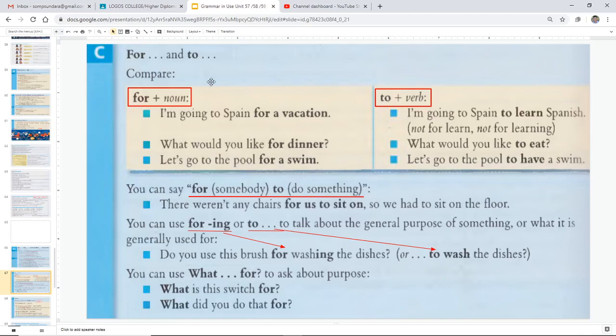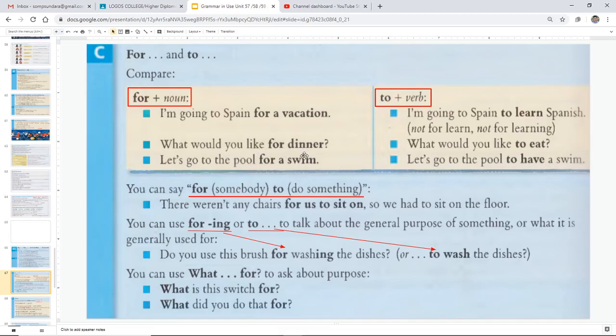All right, let's look at part C. So this is the differences between for and to. With for, we have to use a noun phrase. With to, we use a verb. Look at the example. I'm going to Spain for a vacation. Vacation is a noun. I'm going to Spain to learn Spanish. All right? This is the infinitive. To and the base form of the verb, to learn Spanish.